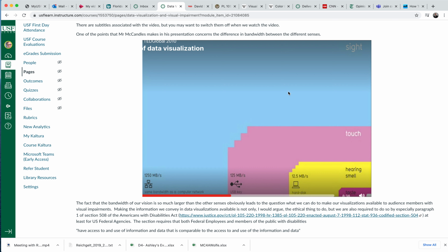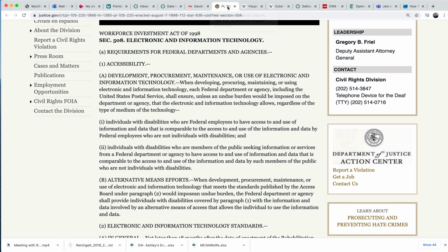So the question then becomes, what happens with your data visualizations when you want to present it to a person who has some kind of impairment in sight? In other words, how do you make sure that your visualizations are accessible to people with some form of visual impairment? And I would argue that this is the ethical thing to do. But in addition, at least in the United States, if you work for a federal agency, it is also the legal thing to do.